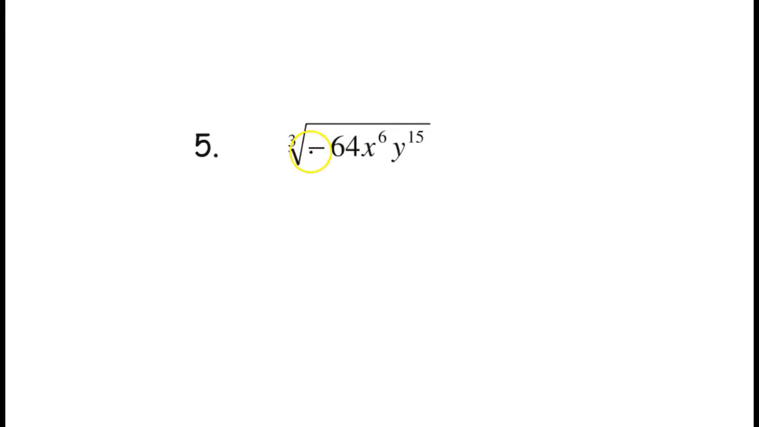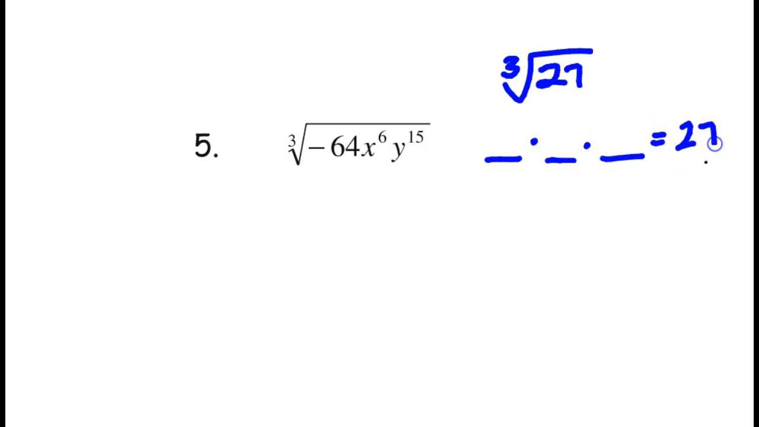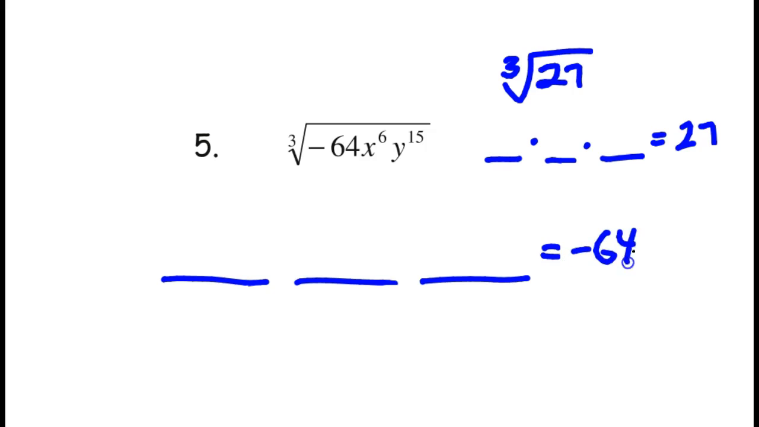Okay, we're going to do third roots. So remember, a third root is like what times itself 3 times would be like 27. So you're looking at 3 multiplications to get 27. That's the idea. So here, it's what multiplied times itself 3 times is this negative 64 x to the 6th, y to the 15th. Now, it looks intimidating. It's easier than you think. So just break it up into pieces.